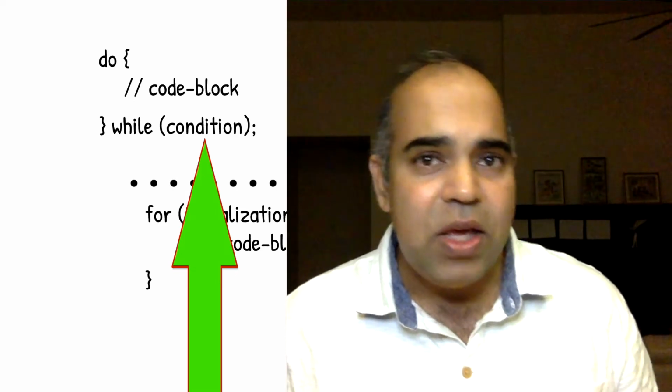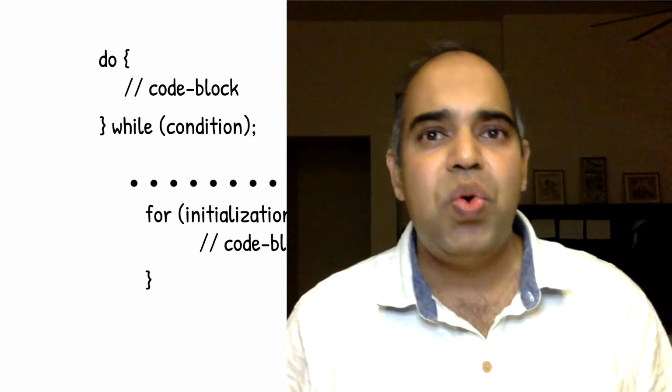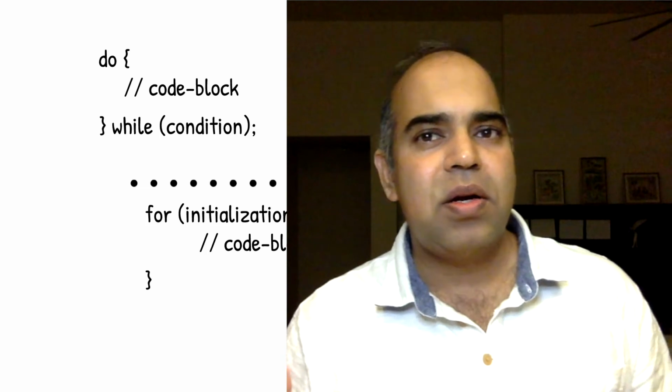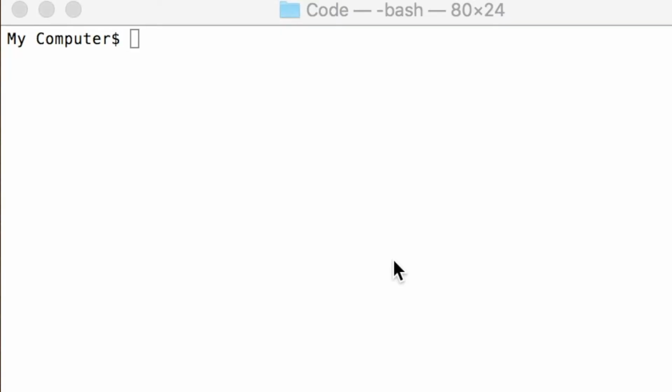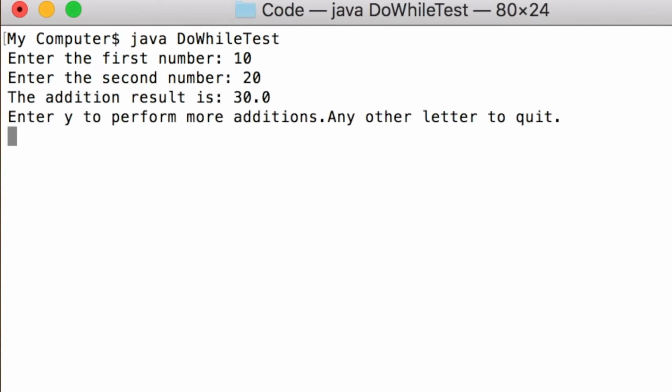A common use of do-while is to check if the user wants to repeat the same work. Consider that we have an amazing program that can add two double precision numbers. The program asks the user for two numbers. The program then reports the addition result. After the addition, the program asks the user if she or he would like to add two more numbers.